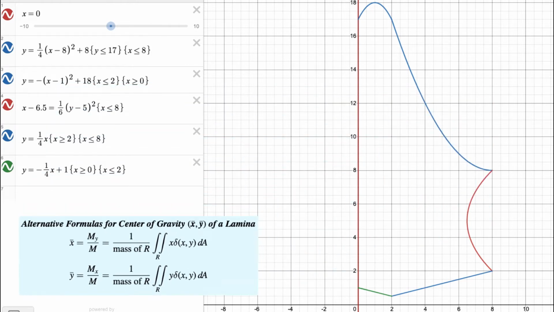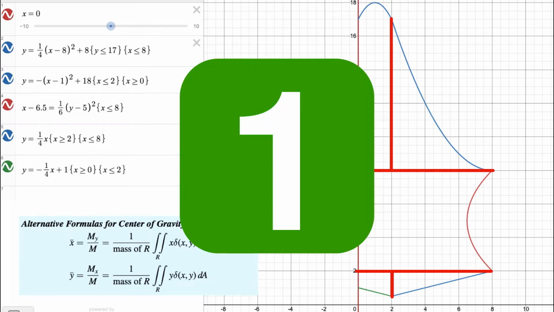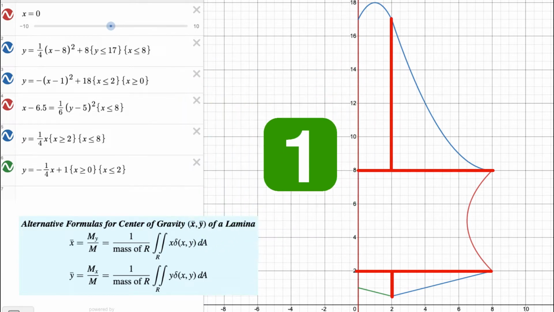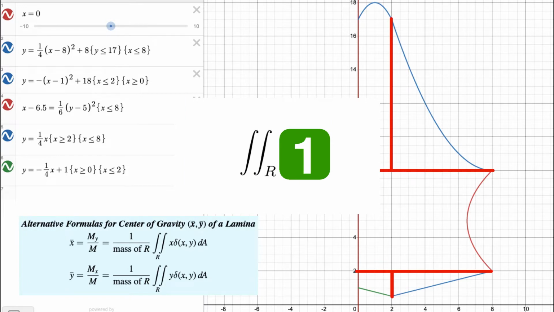The problem is, the region of this Yeezy is a bit awkward to integrate in one integral, so we will be splitting it into 5 regions. Since we're assuming constant area mass density of 1, we can just integrate the function 1 over each region and add them all together to find the mass.